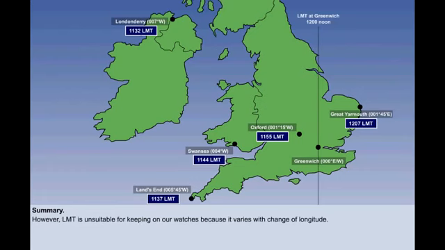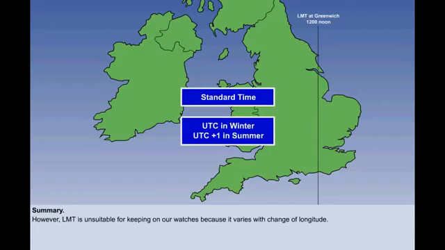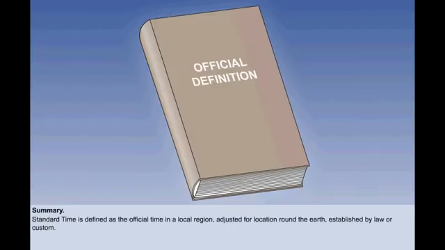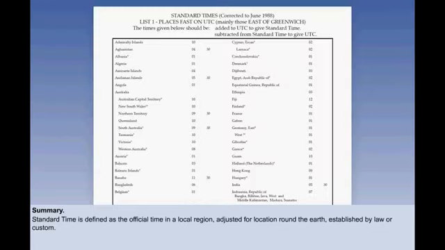However, LMT is unsuitable for keeping on our watches because it varies with change of longitude. We therefore keep standard time. Standard time is defined as the official time in a local region, adjusted for location round the Earth, established by law or custom. It is up to the government of each country to decide what time difference from UTC to keep. You must be familiar with the operation of the tables and be able to convert between LMT, UTC and standard time in different countries.